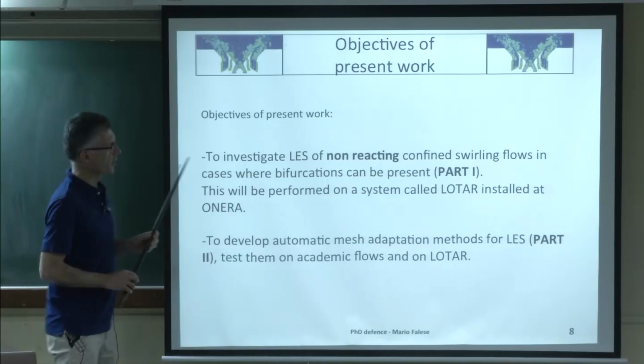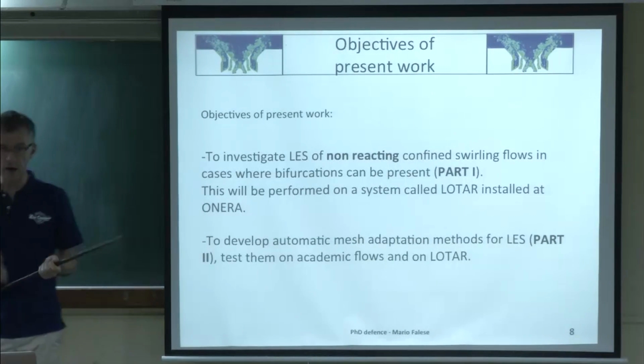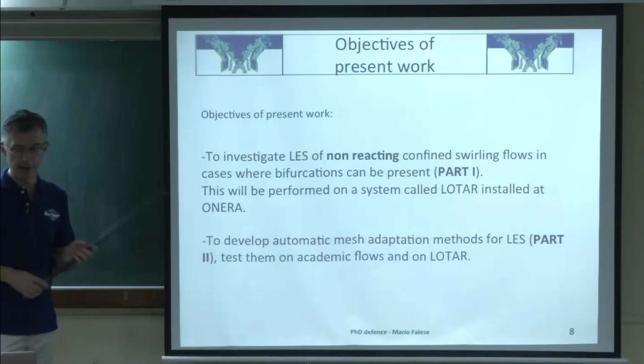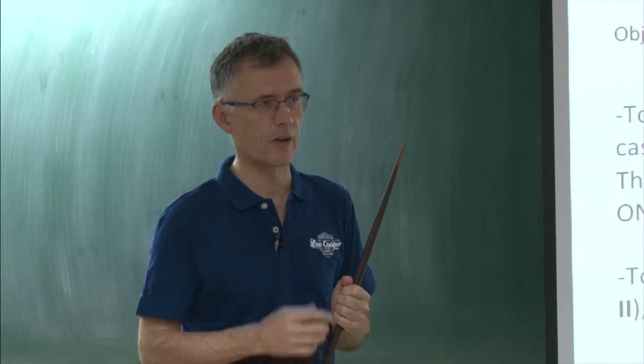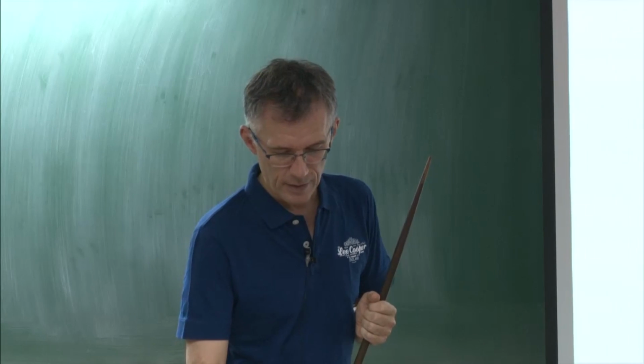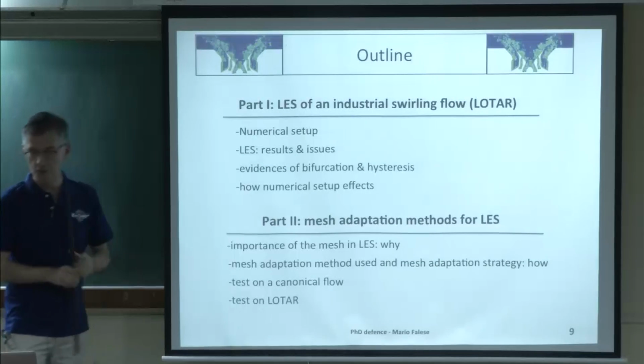And you're going to do two things. First, I'm going to show you that these bifurcations do occur, and I will show you why. And second, I will explain how we try to master the problem of the mesh, because many of these things are going to be controlled by the mesh. So let me start now with the computation of this swirling flow.